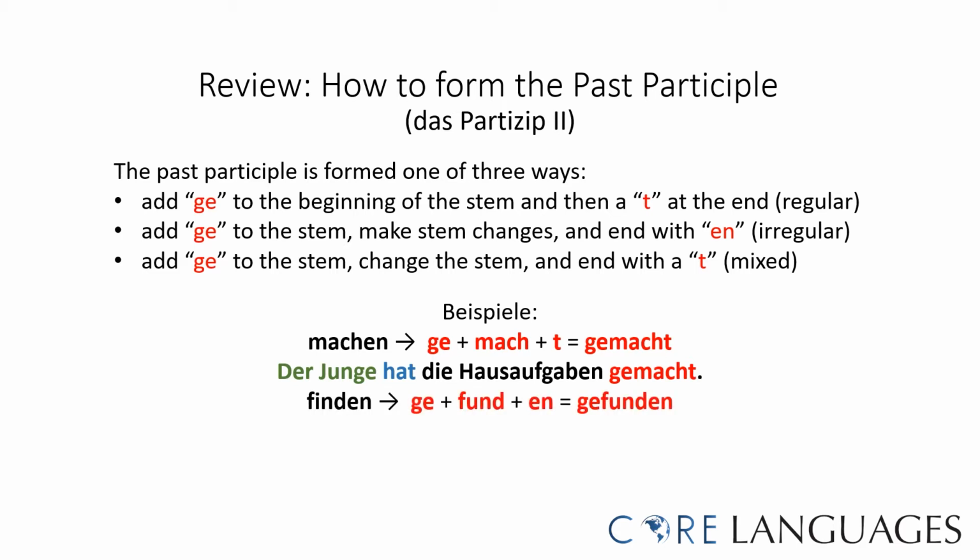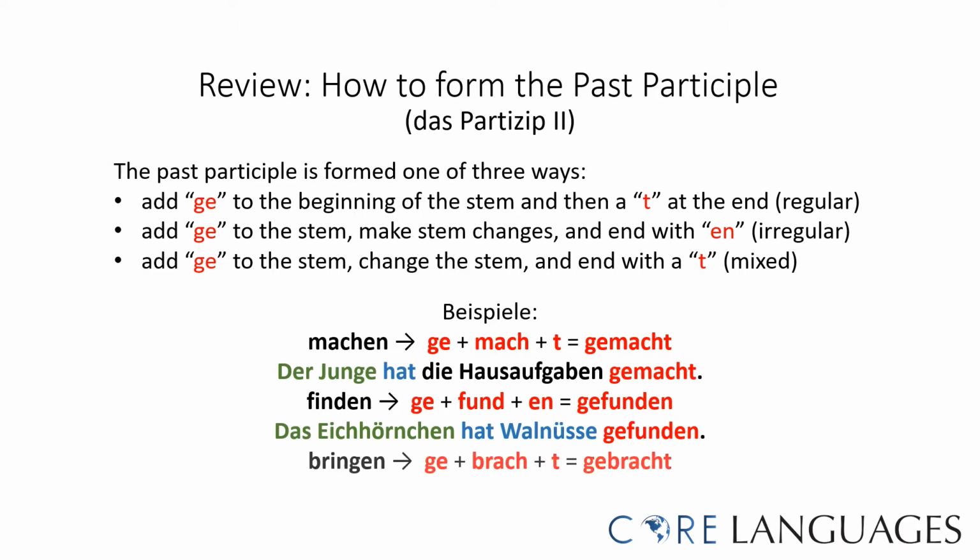Finden is an irregular verb. It has a stem change and it ends on en. Finden, gefunden. Das Eichhörnchen hat Walnüsse gefunden. The squirrel has found walnuts. Bringen is a mixed verb. It has a stem change and it ends on t. Bringen, gebracht. Ich habe meine Kopfhörer gebracht. I have brought my headphones.